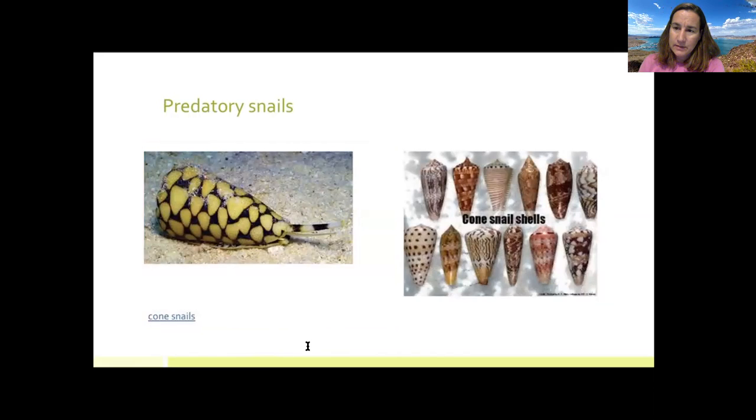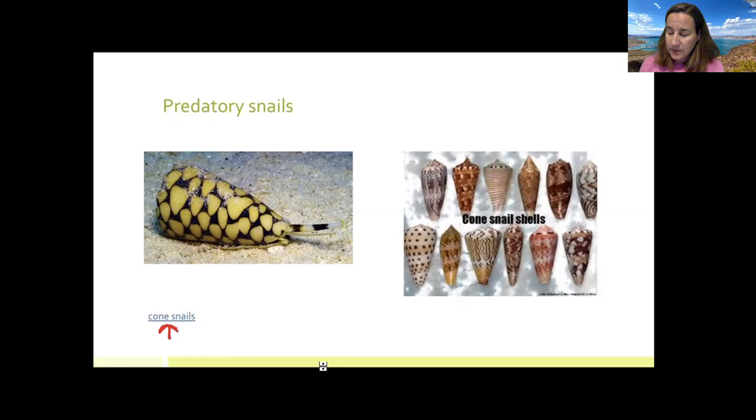Another type of predatory snail is called a cone snail. I think these are super cool. You don't need to worry about these if you are here on the Gulf Coast. But the cone snail in South America, if you are south of the border, you do need to worry about this. They have a venom that's going to come out of their proboscis. So we saw ribbon worms with their proboscis, and they shot it out, and they envenomated their prey and ate it. So similar here with cone snails.